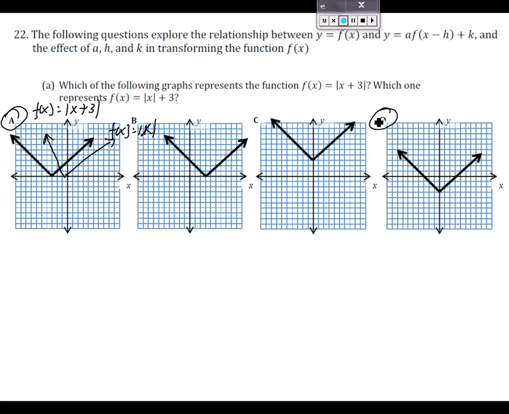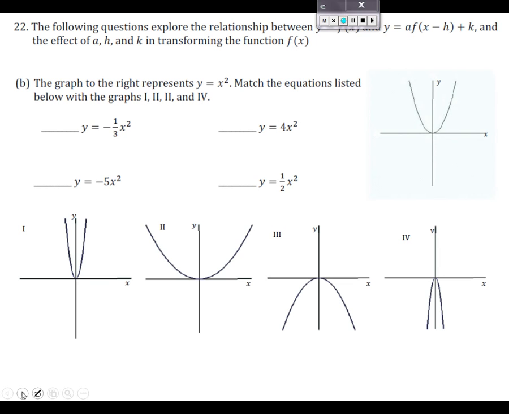All right, let's take a look at 23, just 2 more to go. Oh, this is B for 22. There's the second part here. The following question again is the same.